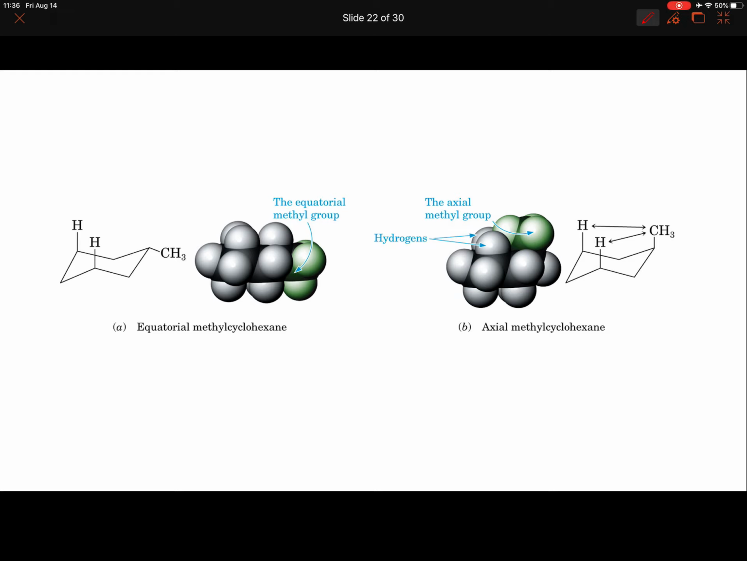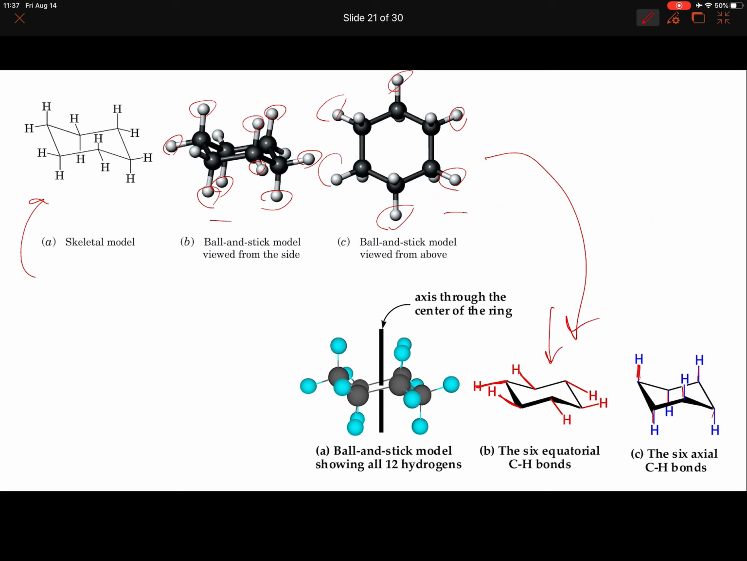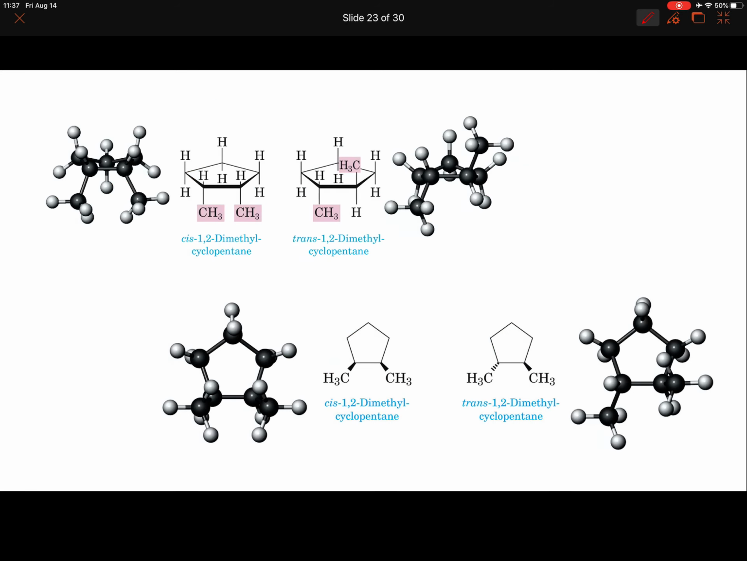You can see here that in one view, when methyl is equatorial, it doesn't interfere at all with these axial hydrogens. Yet when it's axial, it actually has some interactions with them, right? You can see it better in the space filling model. So the more stable way to stick a substituent onto a cyclohexane is to stick it equatorially. If we go back here, let's see, to this slide, I think I have something here to show you.